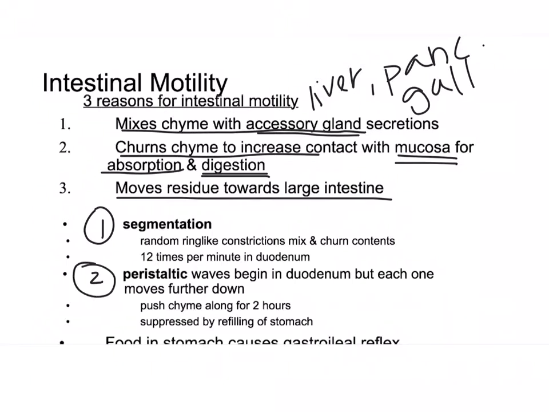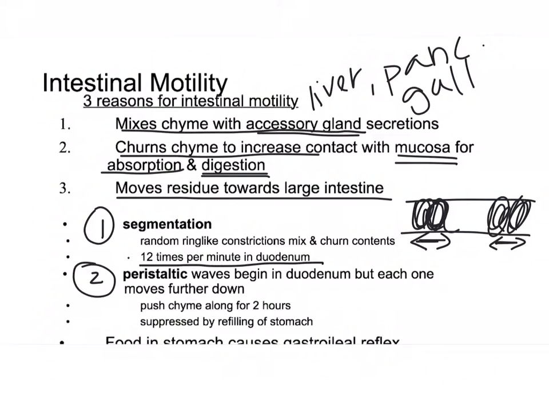Segmentation is, if this is your small intestines and it's really long, segments of it contract, and they just mix, pushing the chyme back and forth. So it goes back and forth. They say it happens 12 times per minute in the duodenum, that we have this segmentation that's moving things through.